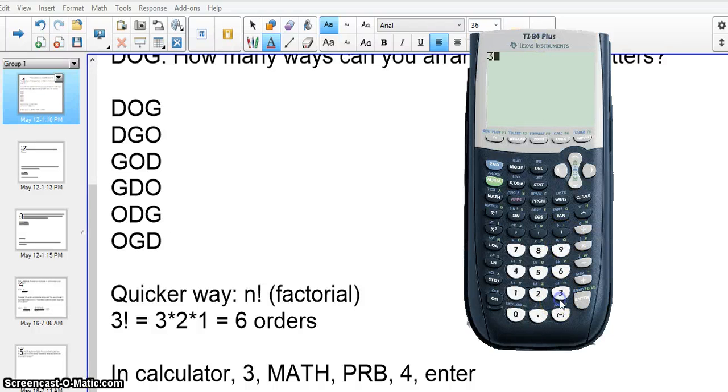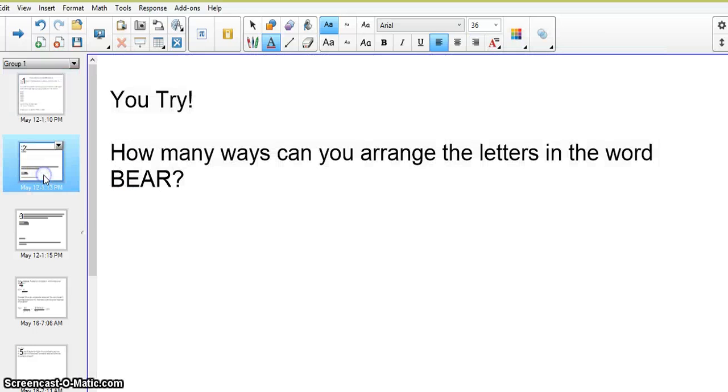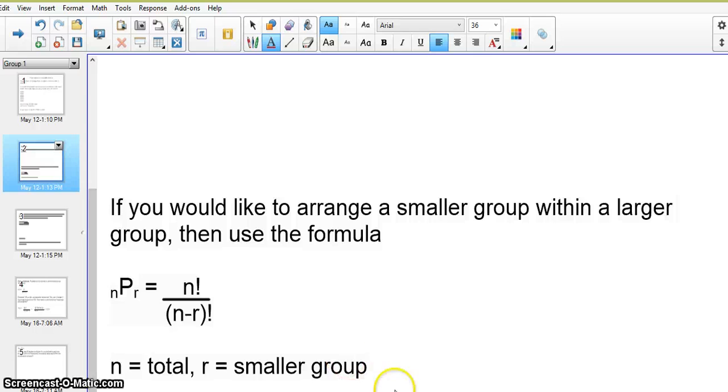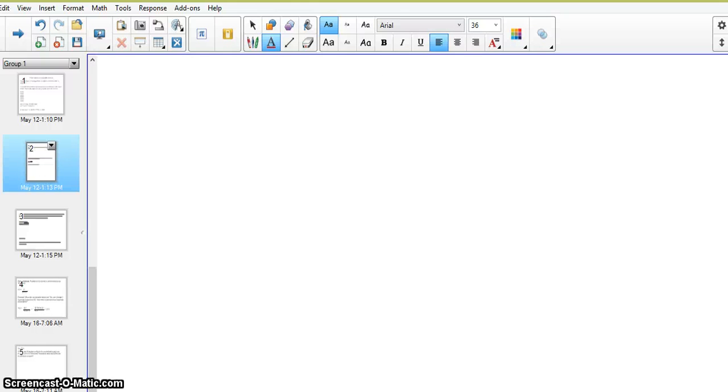You'll type the number, and then you'll go to math, over to PRB, and down to the 4th one, and press enter, and you get your answer. All right, you try this one.